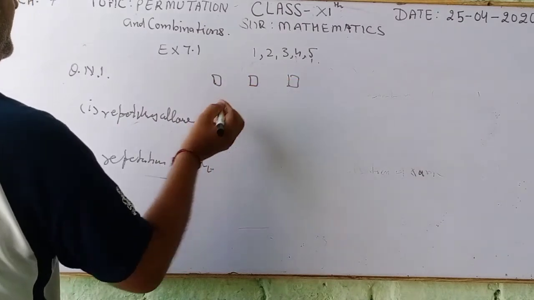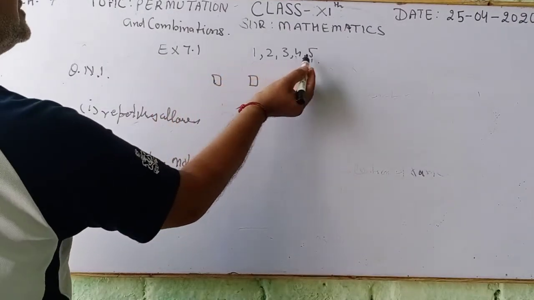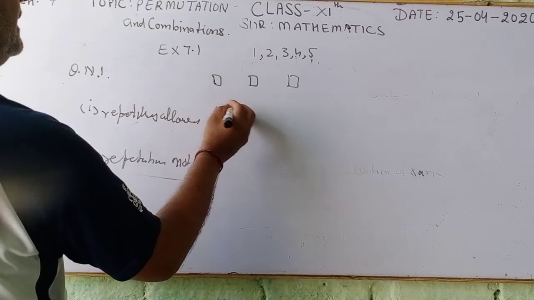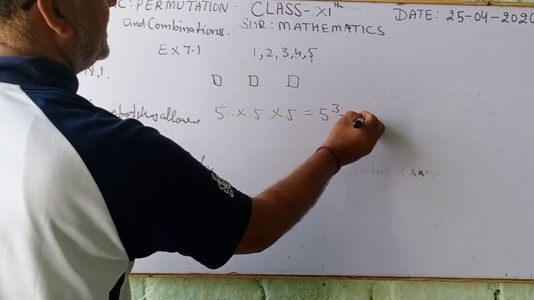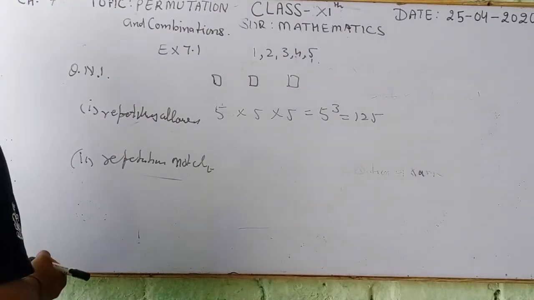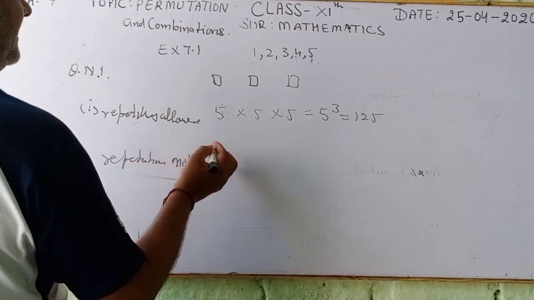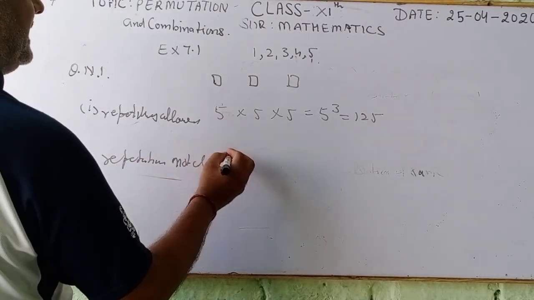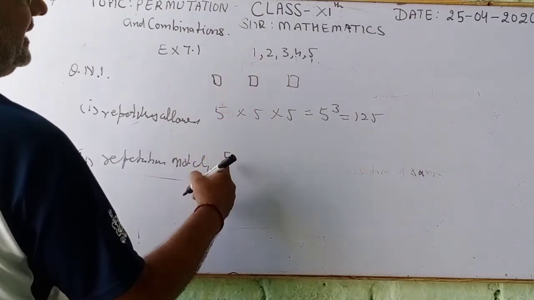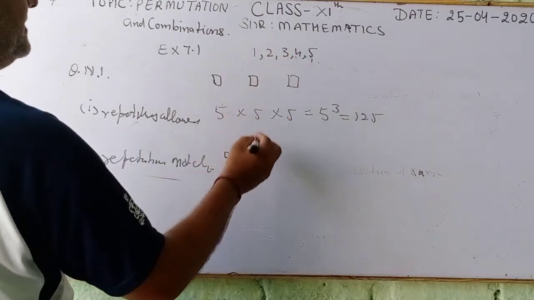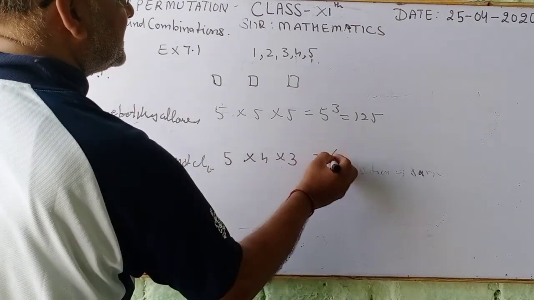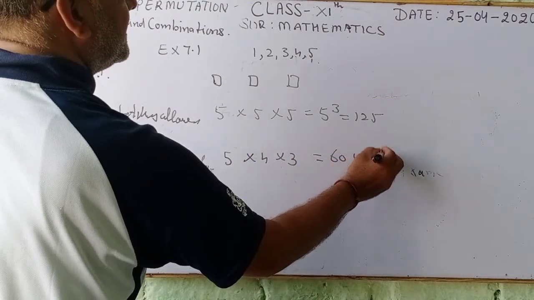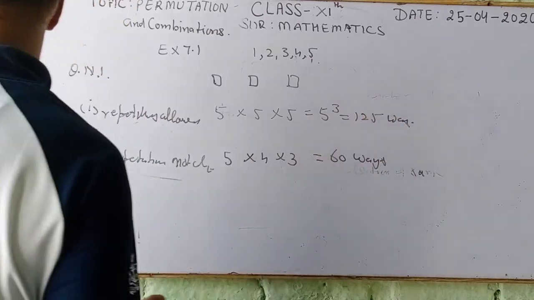So we write here, we can use the 5 digits in each place. 5 raised to power 3, that is 125 ways to write the 3 digit number. Repetition not allowed: we have 5 choices here, but we are taking 1 digit only, so the remaining choice becomes 4 and the remaining choice becomes 3. That is 60 ways. So we get the answers.